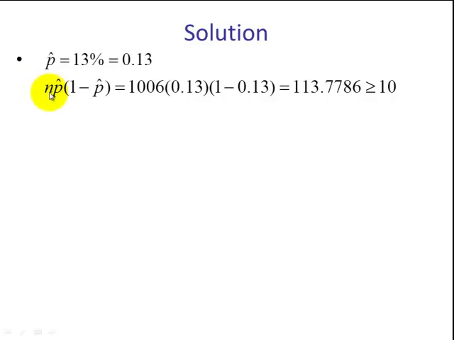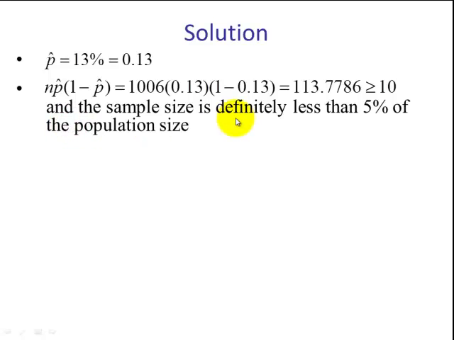If you recall from the problem, p hat is 13%. We're going to write that as a decimal, 0.13. We have to check our requirement. N times p hat times 1 minus p hat turns out to be 113.7786, which is greater than or equal to 10. So the requirement is satisfied. And the sample size is definitely less than 5% of the population size, because 1,006 is less than 5% of all adults nationally.